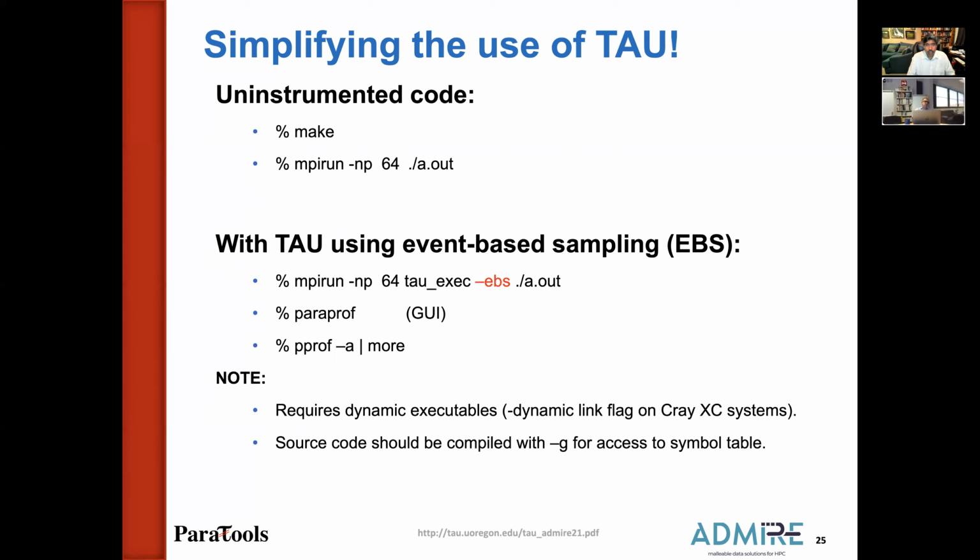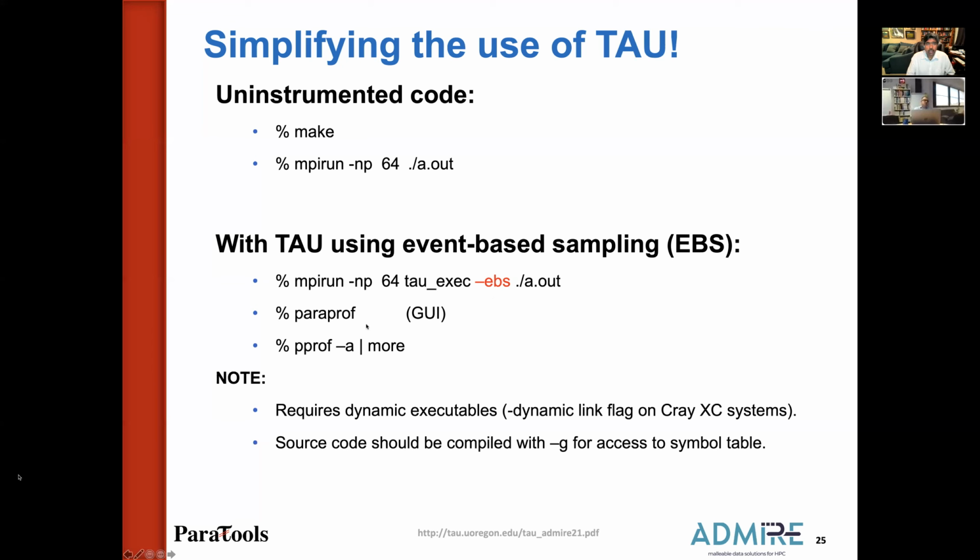You should be aware that this uses preloading of a Tau dynamic shared object. And to preload this DSO, you need a dynamic executable. So if you have an executable that runs on a Cray, say XC system, where the default is to use static binaries, then you can set either an environment variable or pass the -dynamic flag to the linker and create an executable that is a dynamic executable. This is the default for most x86_64 clusters. So just using tau_exec -ebs should be a good starting point for using Tau and then using paraprof.